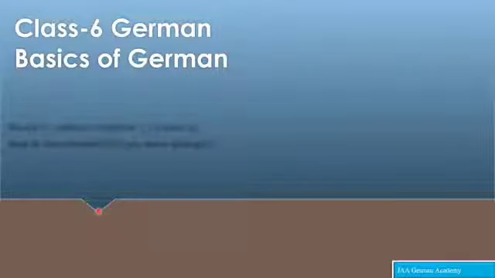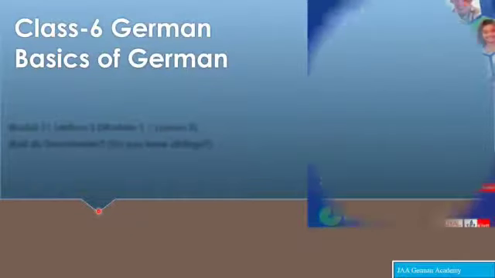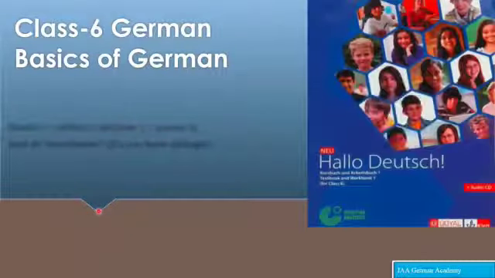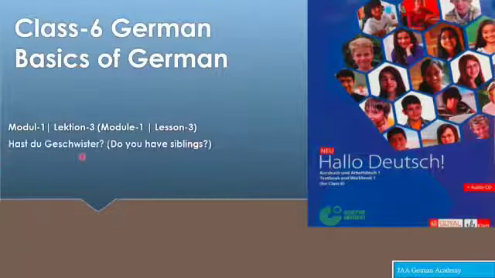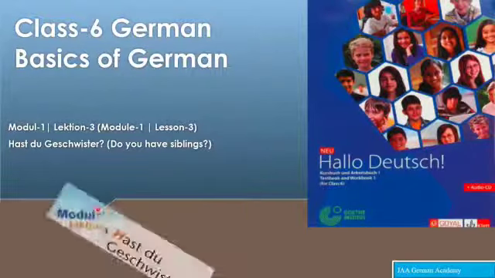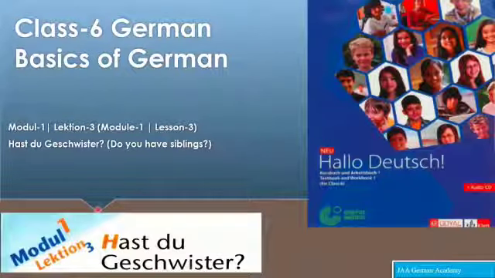Currently, we are taking the reference from the book Hallo Deutsch, and we are doing the class 6 German, that is basics of German. And in today's video, we are continuing the exercises of Modul-1 Lektion-3, Module 1 Lesson 3, and the chapter name is Hast du Geschwister, that means do you have siblings? And we are going to complete the 4th, 5th and 6th exercises of this chapter. So let's get started.